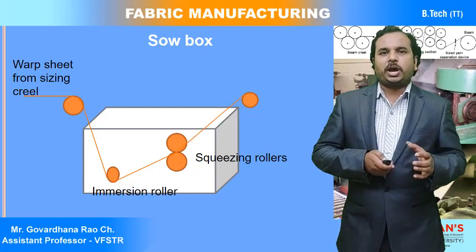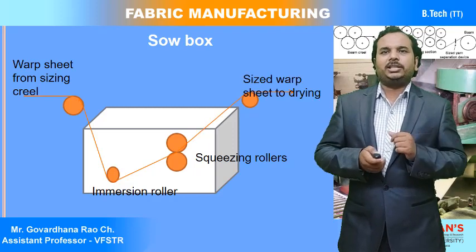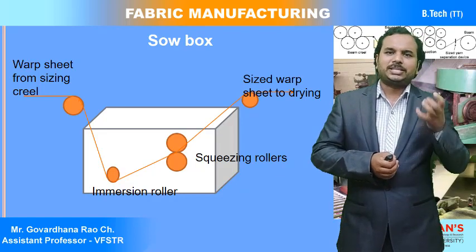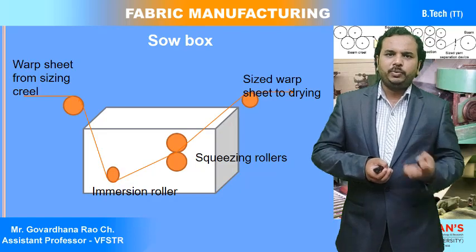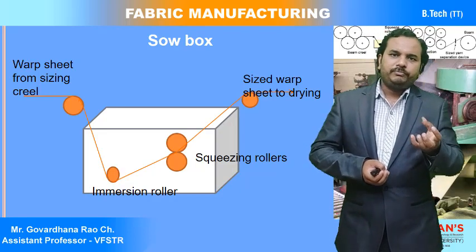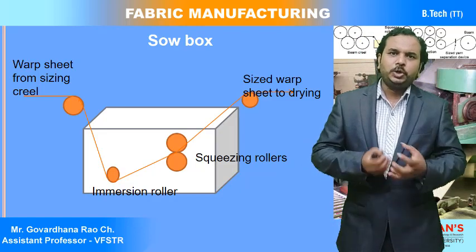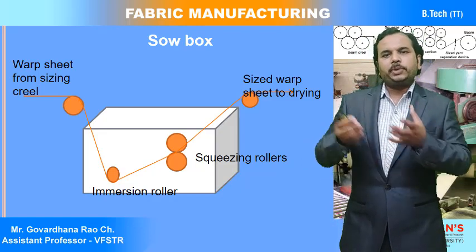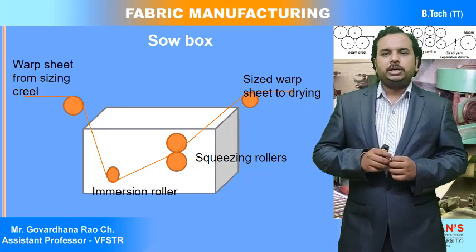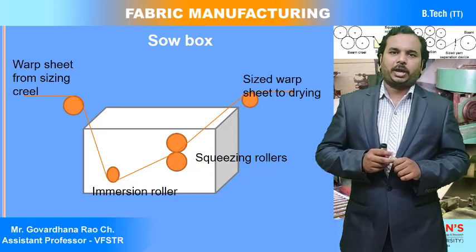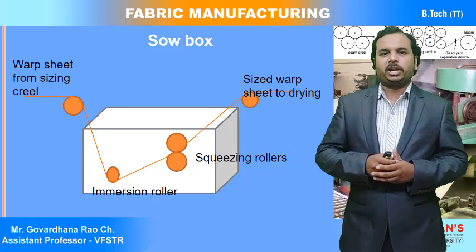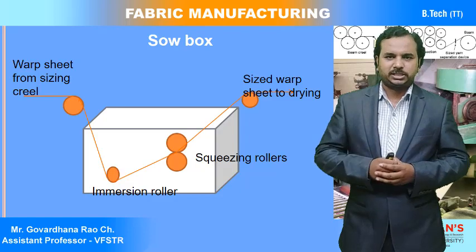Then after squeezing, the warp sheet is going to be sent for drying, because after the size application the size paste is in liquid form. These ingredients are applied in solution form, so the warp is becoming wet. The wet warp is to be dried with the help of a drying mechanism. There are different methods of drying. We will discuss them in the further classes.